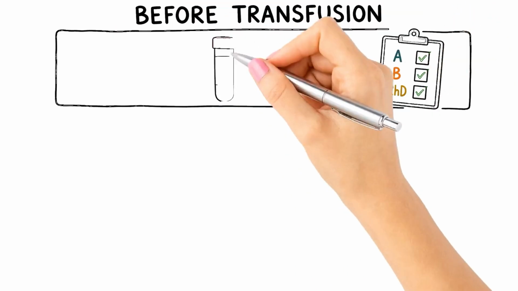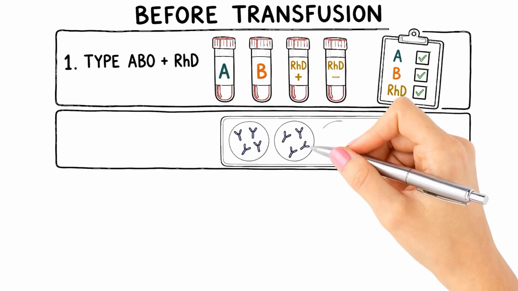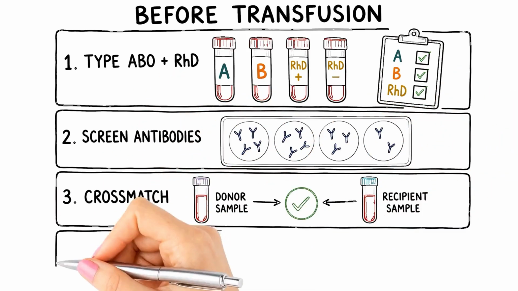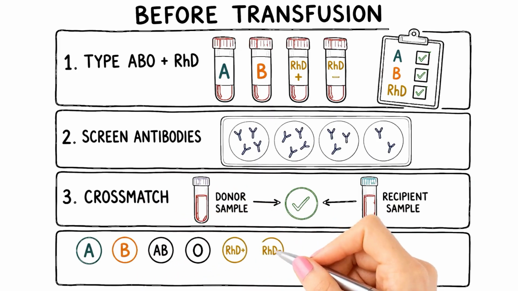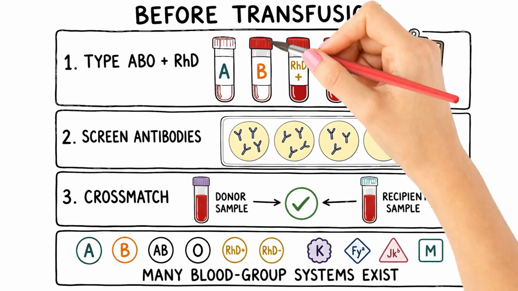Universal does not mean testing is unnecessary. Before a planned transfusion, healthcare teams type the blood, screen for additional antibodies, and perform compatibility testing. ABO and RHD are essential, but they are not the only blood group systems.